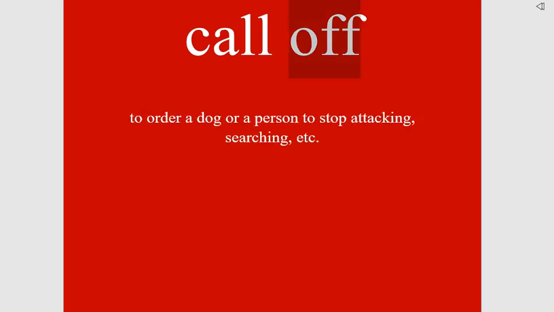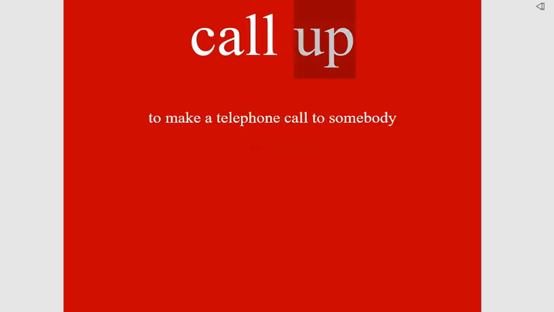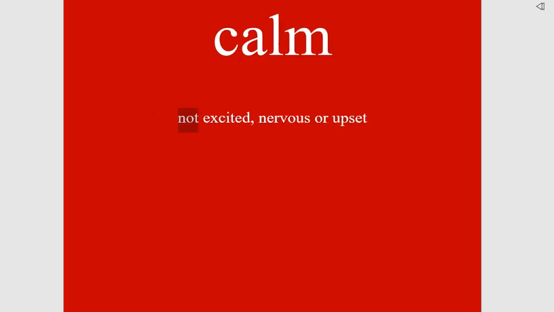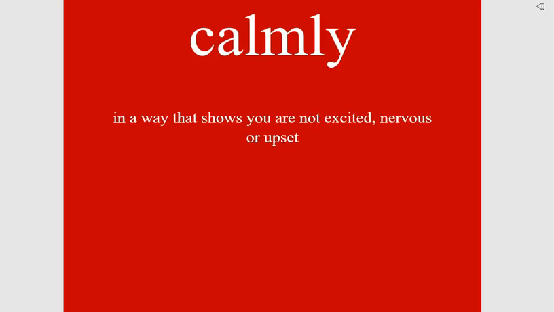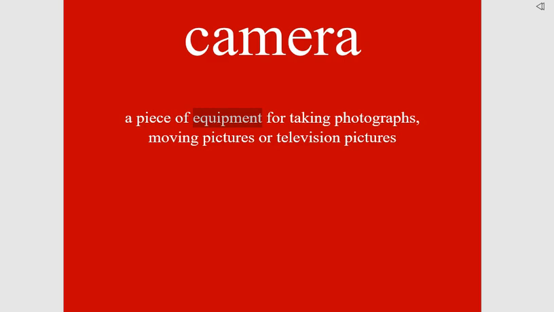Call off. To order a dog or a person to stop attacking, searching, etc. Call up. To make a telephone call to somebody. Calm. Not excited, nervous or upset. Calm down. To become or make somebody become calm. Calmly. In a way that shows you are not excited, nervous or upset. Camera. A piece of equipment for taking photographs, moving pictures, or television pictures.